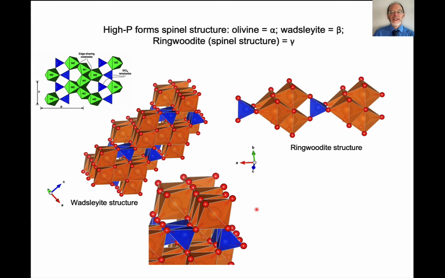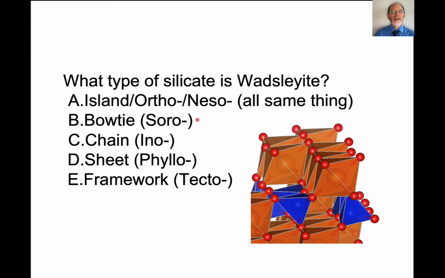The Ringwoodite structure is quite different. It has these magnesium octahedra, just like we see in olivine and wadsleyite. But these blocks of octahedra are connected with these silica tetrahedra, and these extend in all three dimensions. And it turns out this is a Spinel type structure, and it is much denser than the olivine structure. So, quick question here. If we think about wadsleyite, what type of silicate is it?